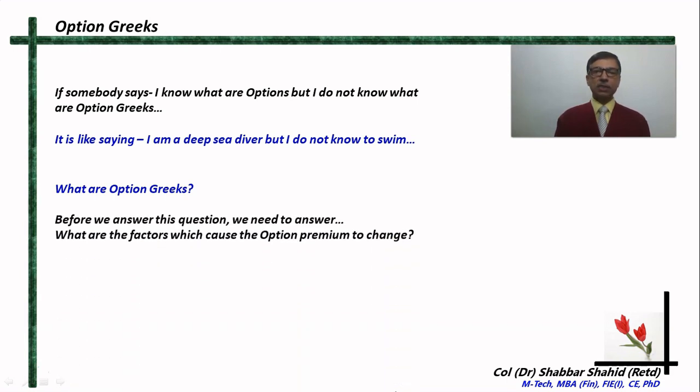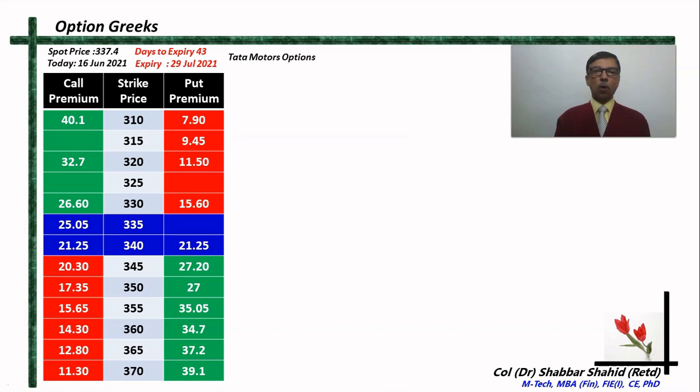But before we answer this question, we need to answer another major question, and that is, what are the factors which cause the option premium to change? So this is the option chain of Tata Motors, which we have been looking at for so long. What you see in the center is the strike price, or the various strike prices. On the left of the strike prices are the call premiums, and on the right are the put premiums.